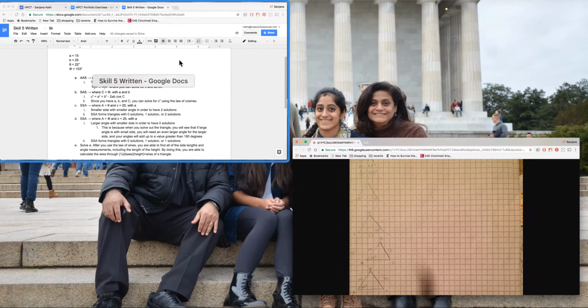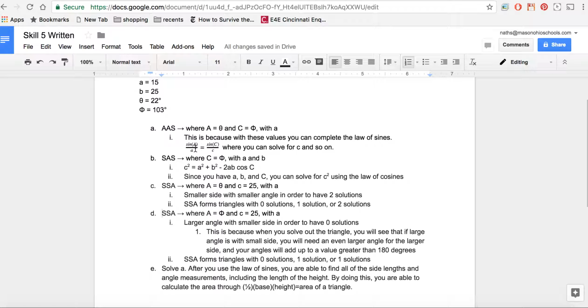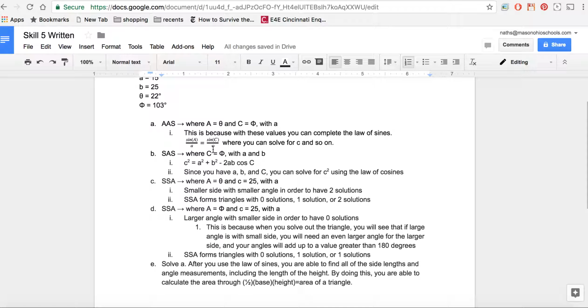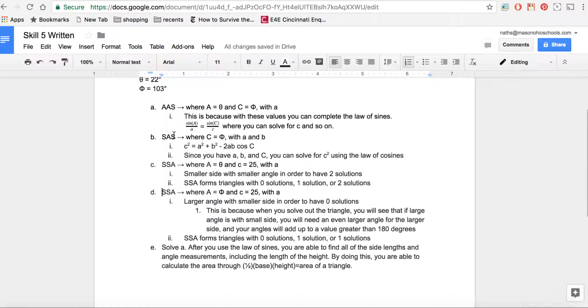It's kind of foggy, but my angle A was 22 degrees, my angle C was 103 degrees, and my side A was 15 degrees. So you would notice that you'd be able to do the law of sines because using those values you can solve for C, but I'll get more onto that later because I did solve that one out in E. So in B it asks you to find one that solves for with law of cosines.